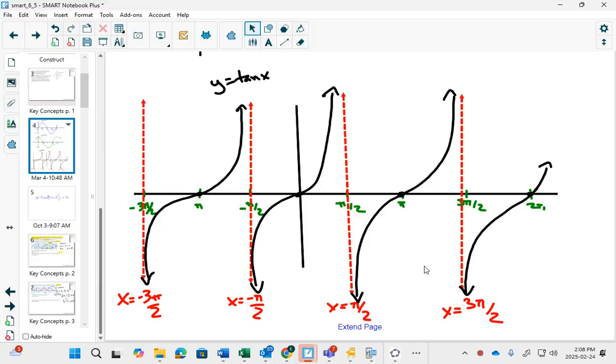So at 0, pi, and 2 pi, that's where your tan graph is 0. Quadrant 1, your tan graph is positive, that's why it's going up in quadrant 1. Negative in quadrant 2, positive quadrant 3, negative quadrant 4. Almost looks like a bunch of x cubed graphs a little bit, doesn't it?